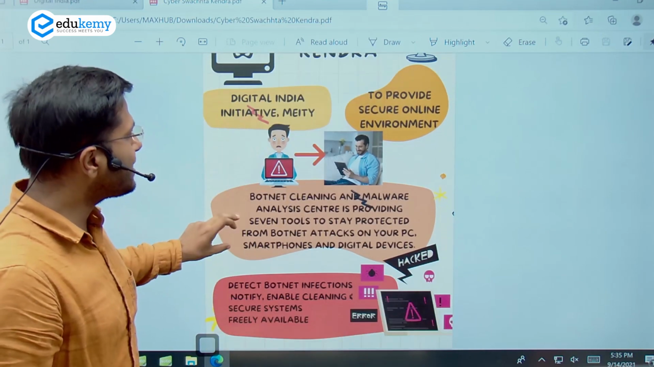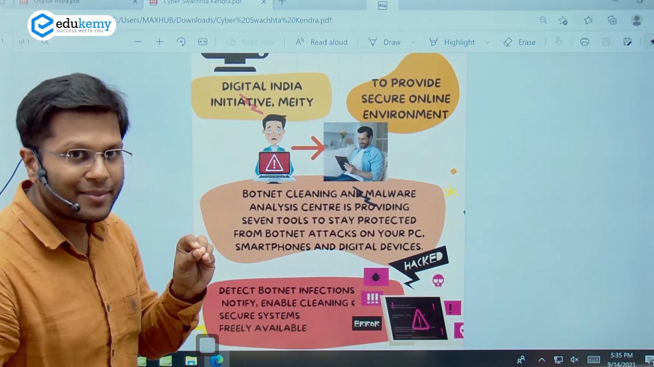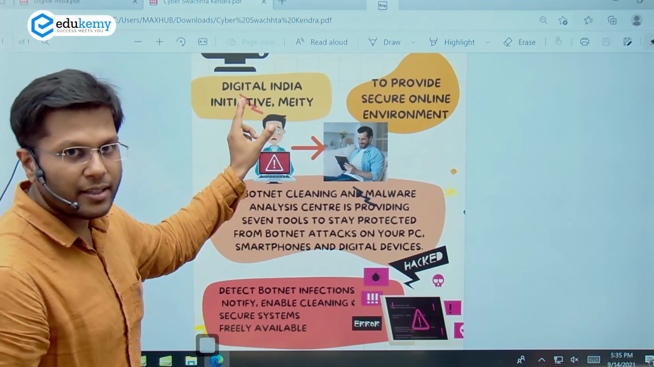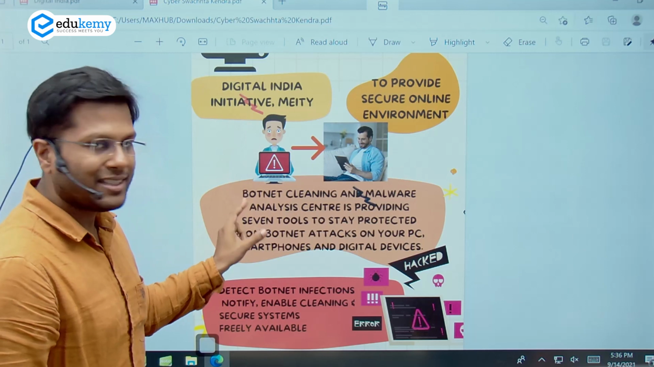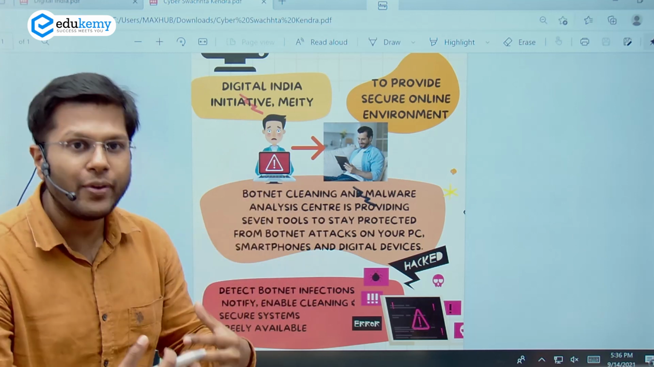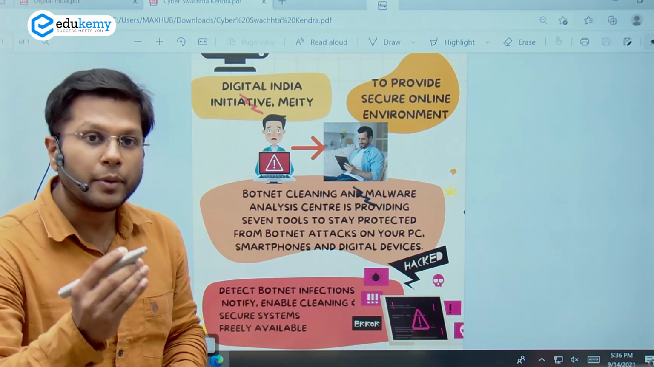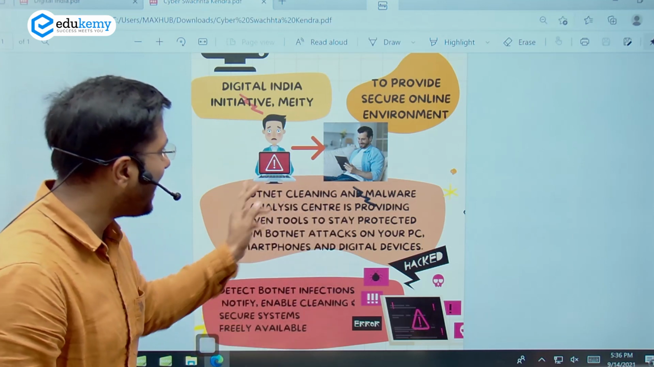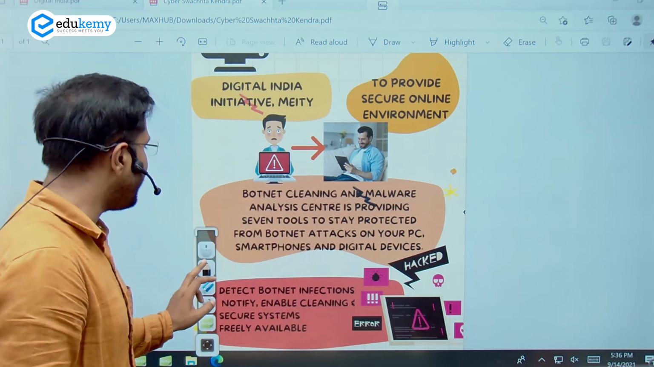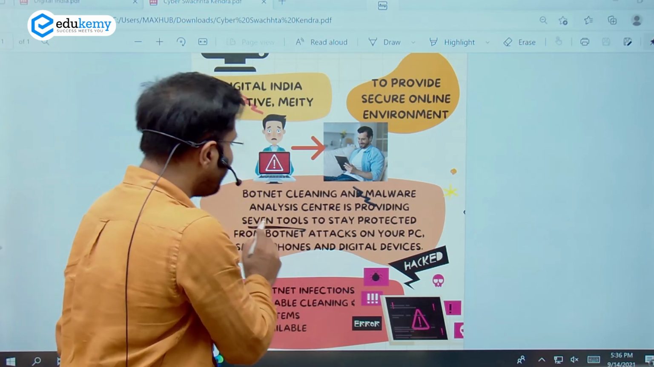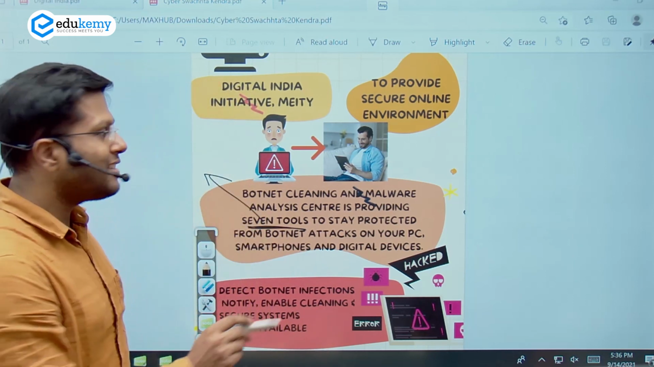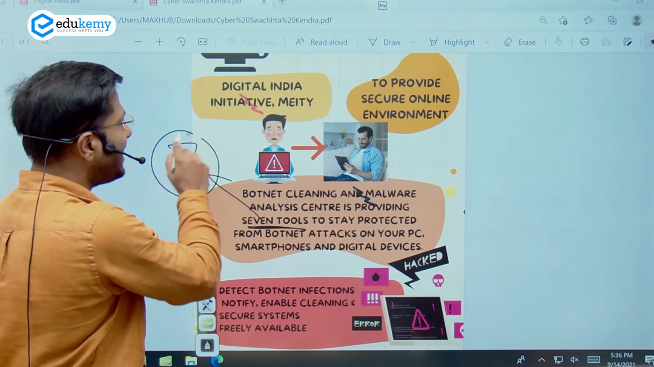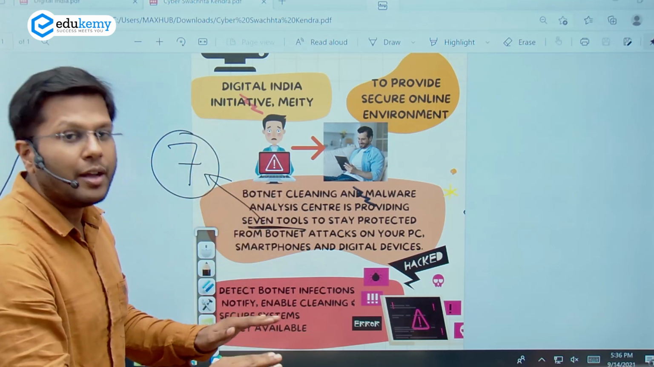Now, the main idea of the scheme is to have a botnet. So if you register in their app, in their website, their botnet, the bot will clear of all the malware that your computer, that your personal computer or laptop, phone, tablet, PC, all that have it, right? So this is the main idea of the scheme. So the online platform has got 7 tools, and it will surf your computer, it will clean all these bots, and it will make your computer malware free.